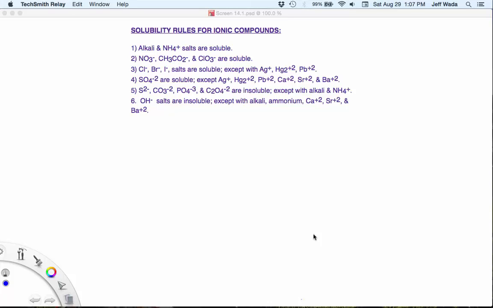Today's lesson is on the solubility rules for ionic compounds. Now, this is very important to know. This applies to ionic compounds, that means compounds that usually are metal, non-metal, or just positive ion, negative ion. Okay, these do not apply to acids. Later on we'll talk about acids, so these are only for ionic compounds.